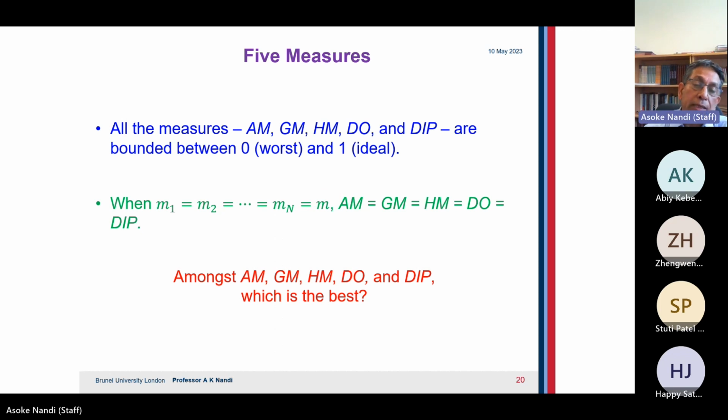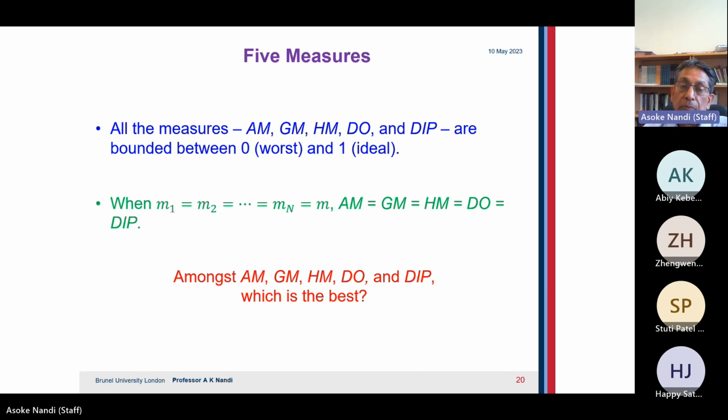There is something the same about all these five measures. These existed: AM, GM, HM. These two, DO and DIP, are new. So I'm looking at five measures. All five are bounded between 0 and 1. And in each case, meaning for AM, 0 means worst and 1 means ideal. That repeats itself for GM, HM, DO, and DIP. So this is the same for all five measures.